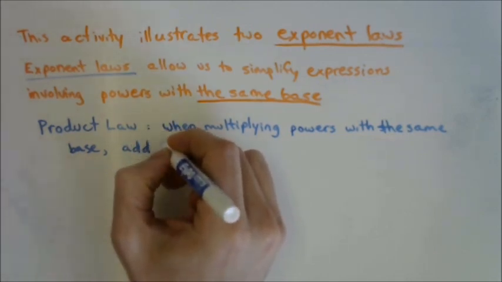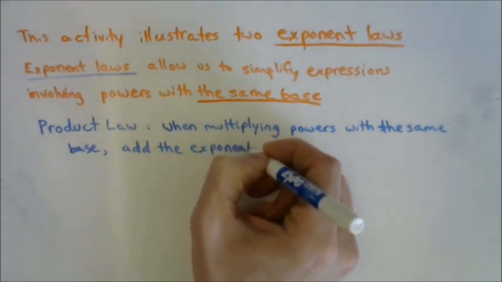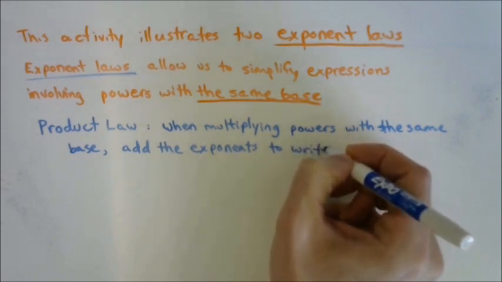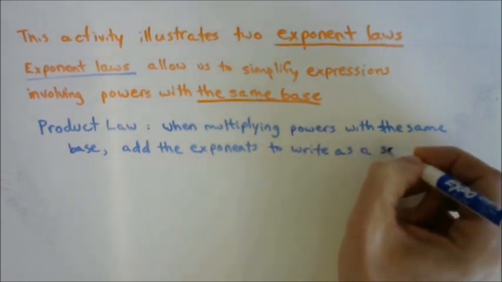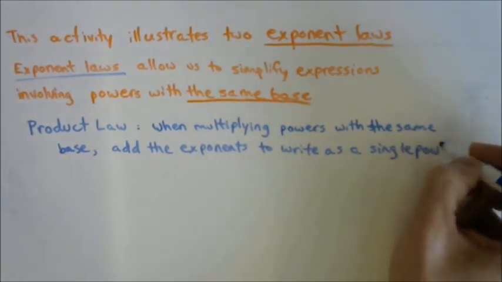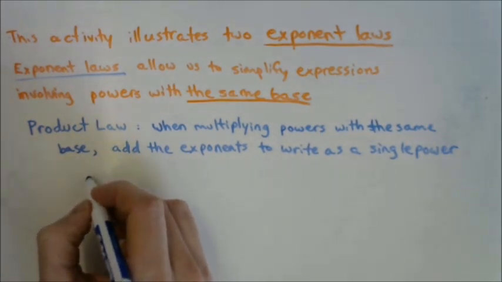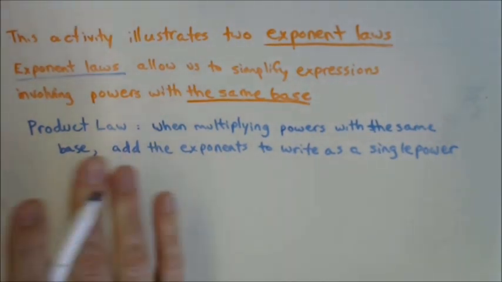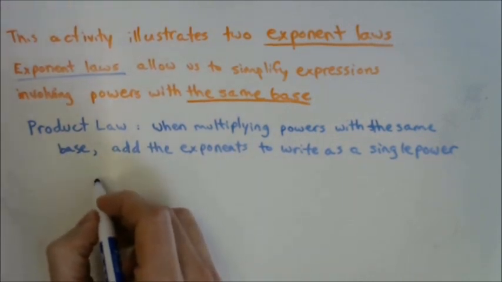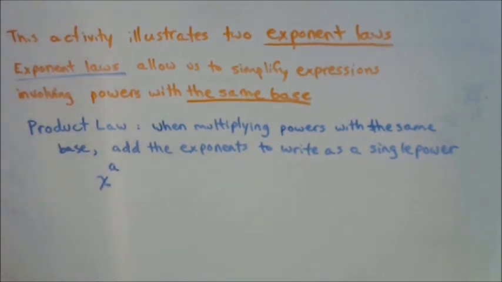Add the exponents to write as a single power. Now I'm going to give you the standard form of what that looks like. So let's say, and it's all variables, don't get confused, you could sub in numbers too, I'll do one example with numbers after. Let's say we had the base x, and it's raised to the power a.